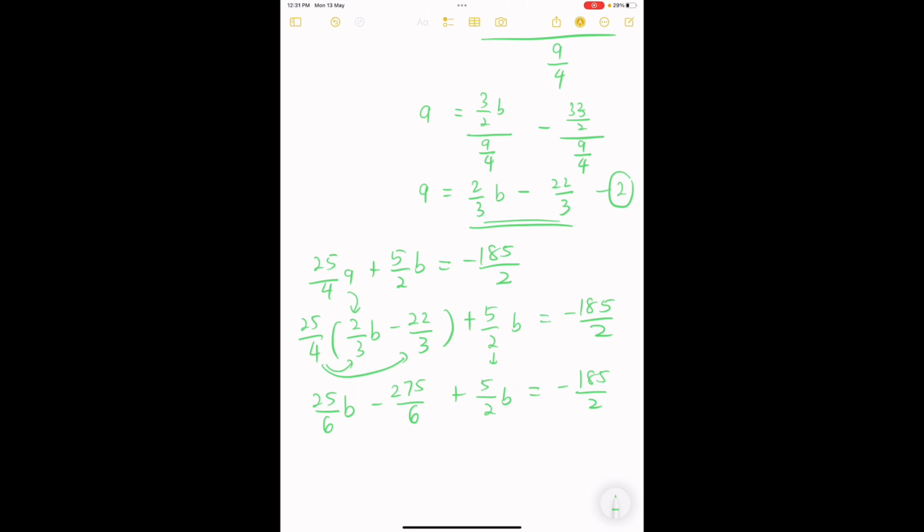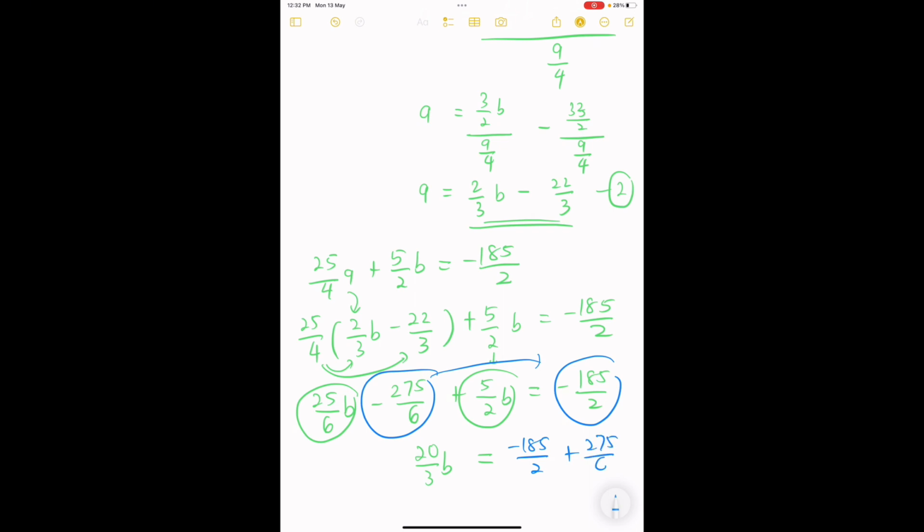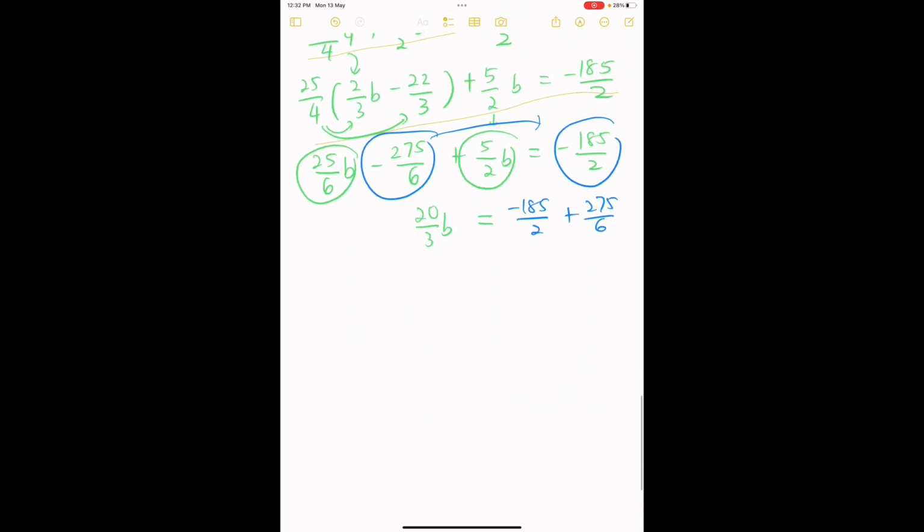Okay, next you solve b with b. Use your calculator, it gives you 20 over 3b. Okay, and then the whole number with whole number, this one, if you bring to the right, will become plus. So minus 18 over 2 plus 275 over 6. We solve this whole number, it will give you minus 140 over 3, 20 over 3b.